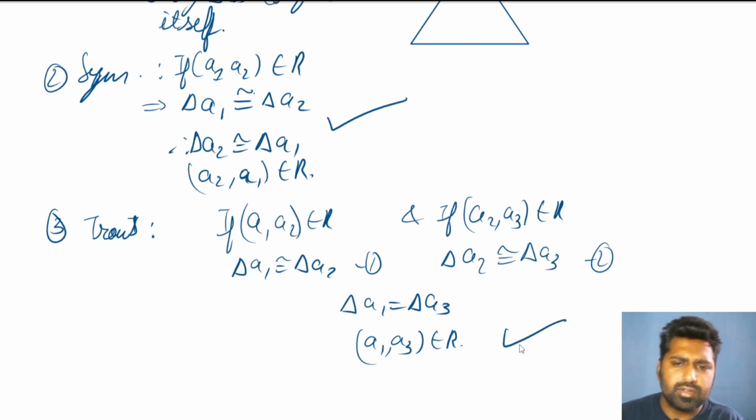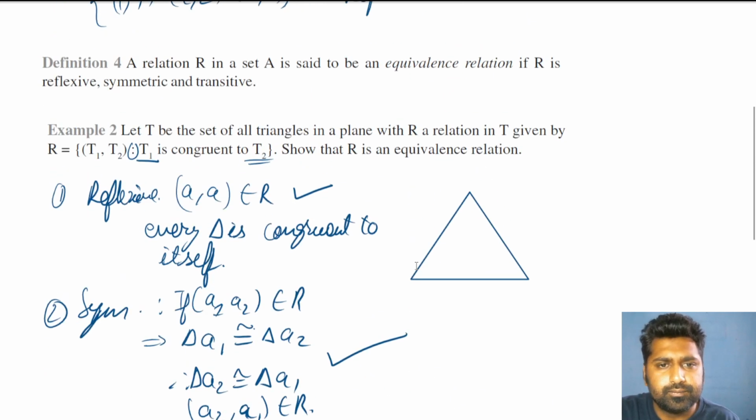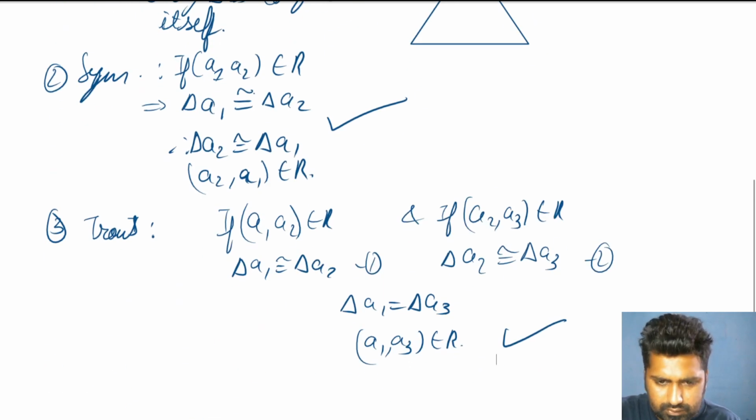So yes, transitive also. In the case of symmetric and transitive, from the relation itself you have to generate (A2, A1), and from this you have to generate (A1, A3). Given the two conditions are already true, we have to assume that and generate the third one. Let's understand one more example of this.